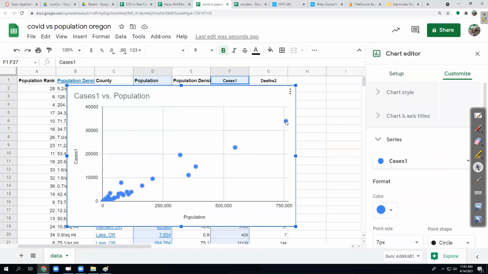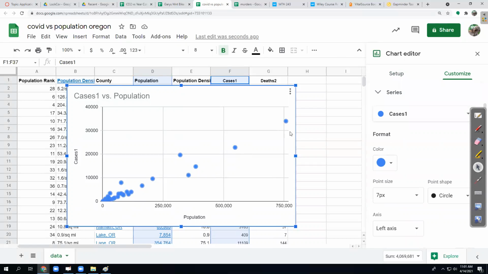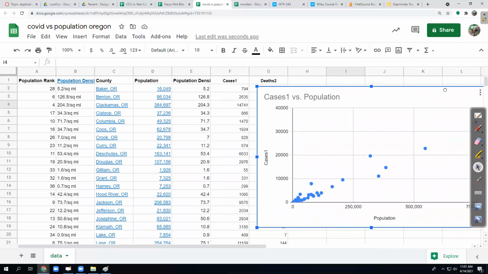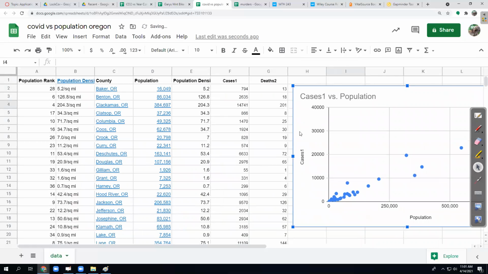So if I point to it, usually it tells me the point. It's not doing it. Why not? Click off of it and back on it. There we go. So this one, 33,000 cases. It's the highest in each of them. So I should be able to find that in the data set and then decide if I want to delete it or not. And sometimes I do delete those things. So I could just look in the list for that one.